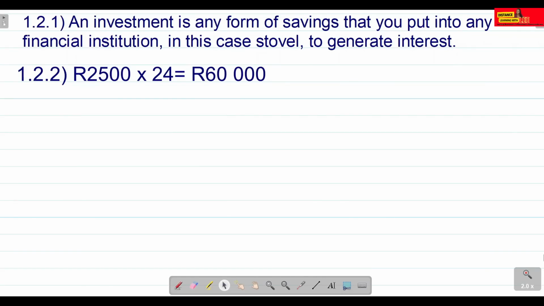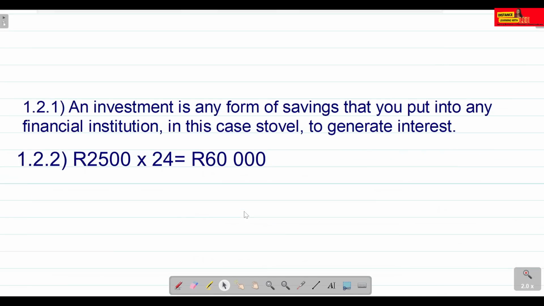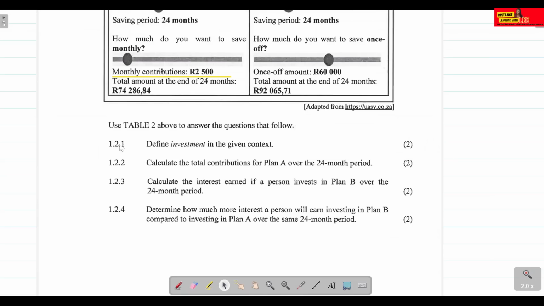Okay, so if you take 2,500 and you multiply that by 24, you'll find that the total contributions are actually 60,000. So the total contributions for Plan A over the 24-month period is equal to 60,000. Okay, let's have a look at the next question.